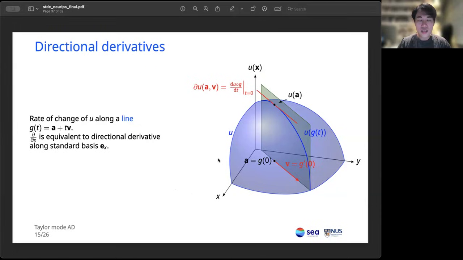Basically, we can think of the directional derivative as the change of a function along a line. Here, let's say we have a scalar function u on a two-dimensional domain, and this blue surface is the graph of u. We want to evaluate the directional derivative of u at point A along a direction v. This is equivalent to restricting the function to this plane and then calculating simple scalar derivatives. The connection to the regular partial derivative is that if we fix the direction to the standard basis, we'll be computing regular partial derivatives.